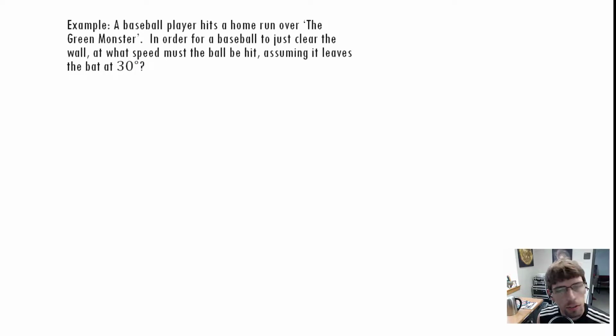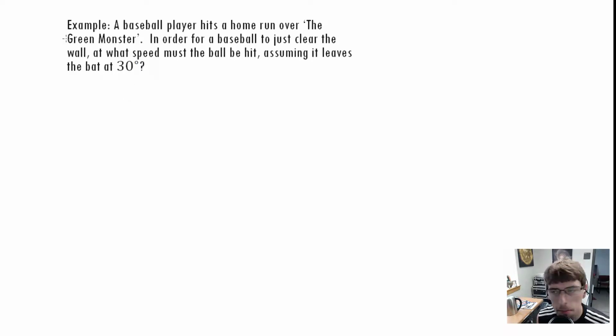Okay, so let's go ahead and move on to a different problem here. Again, we're still dealing with 2D kinematics and specifically projectile motion. But I thought, well, let's go for another one. So here's another problem. A baseball player hits a home run over the green monster. In order for a baseball to just clear the wall, at what speed must the ball be hit, assuming it leaves the bat at 30 degrees?